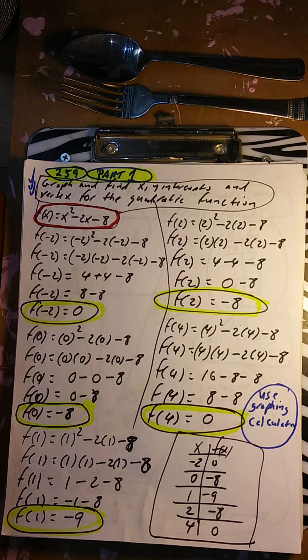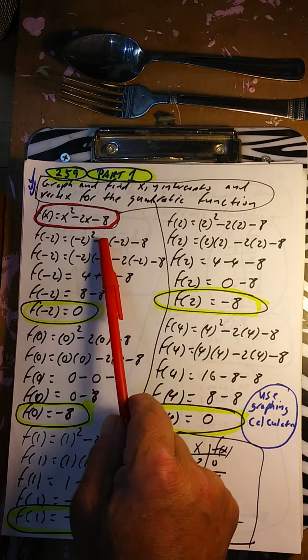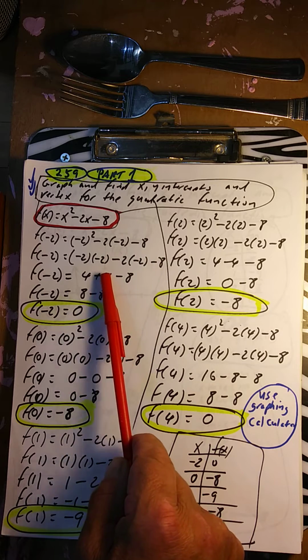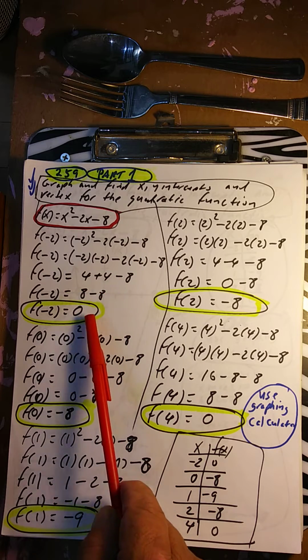Another one. Graph and find the x and y intercepts and vertex of the quadratic function. That's fine. We'll find it. Here's our problem. I'm going to put -2 in there. That's the number I chose. So -2 squared is 4, and that times that is going to be 4. 4 and 4 is 8, 8 minus 8 is 0.